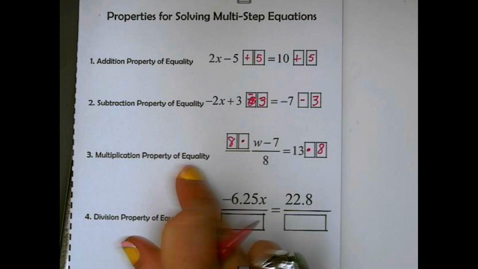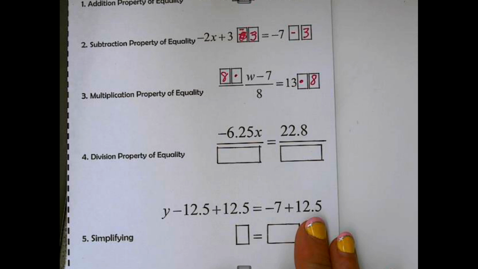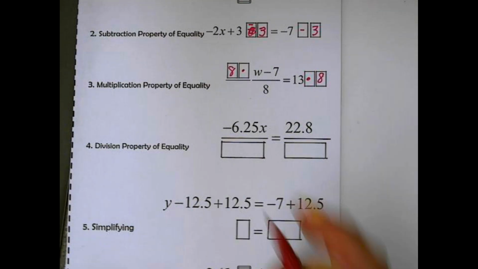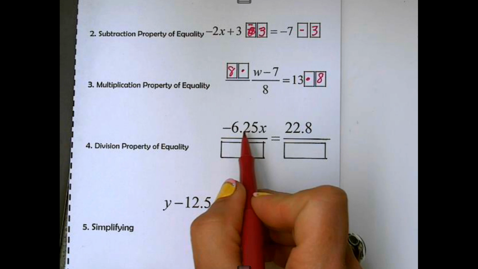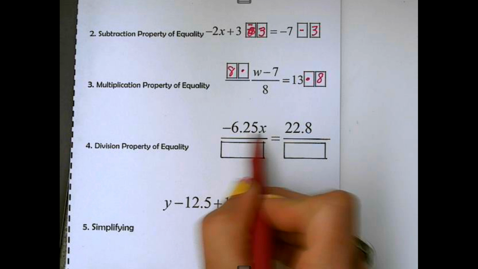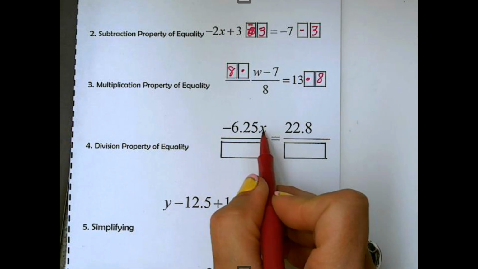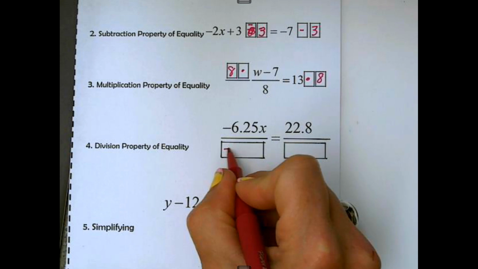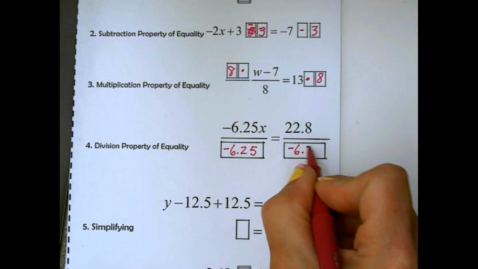Division property of equality. This is your coefficient. Remember, coefficients tell you what you're multiplying a variable by. We're multiplying this variable by negative 6.25. To solve for x, we will divide by negative 6.25. So anytime you see division, that's your property.